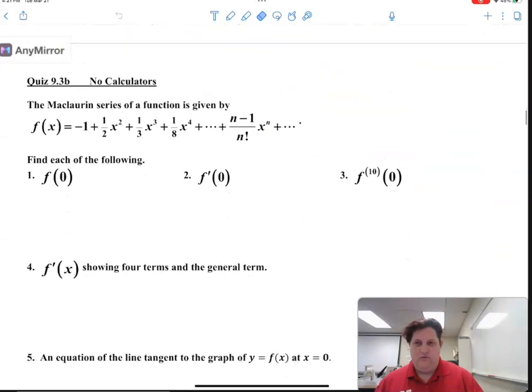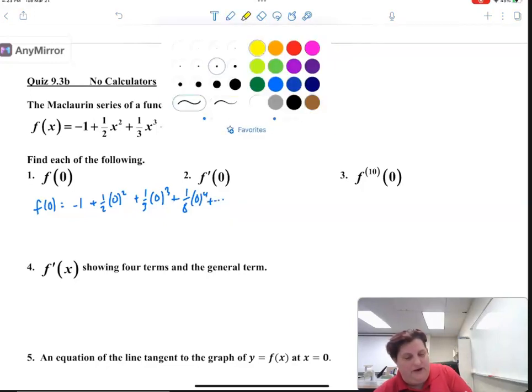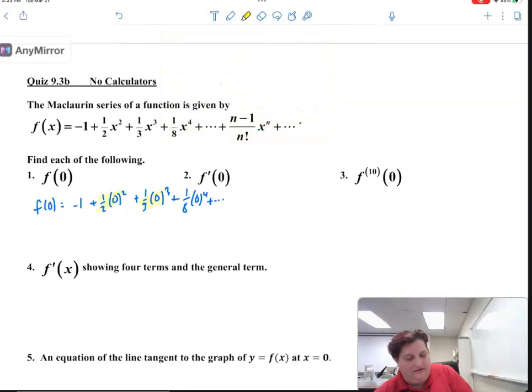Starting with quiz 9.3b. Okay, you guys, so this is giving me the Maclaurin series of a function, right? And it wants me to find f of 0. Well, if you think about this, f of 0 will be negative 1 plus 1/2 times 0 squared plus 1/3 times 0 to the third plus 1/8 times 0 to the fourth. And do you notice that every single term right here, that's going to go to 0, that's going to go to 0, that's going to go to 0. So f of 0 just equals negative 1.